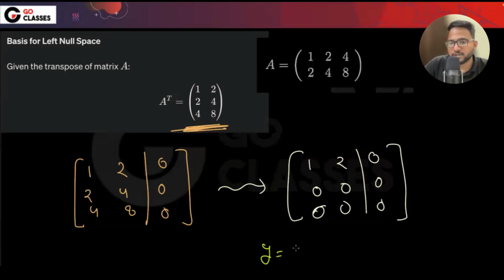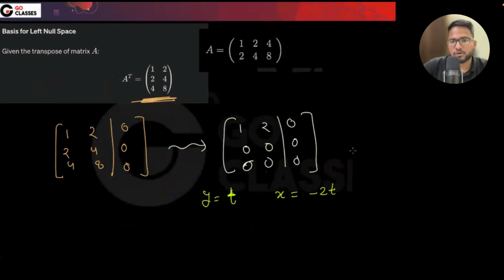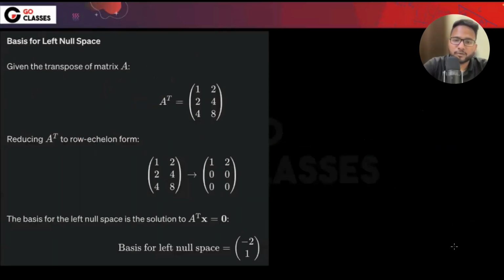What is the free variable? I think y is the free variable. You can make it t or s, whatever. And then x will be minus 2t, right? So what is the decomposition that you're getting? Minus 2t and t. So the final answer is minus 2t and t. This is the left null space, minus 2 and 1. Is this fine to everyone? So the null space of A transpose is the left null space of A. This is the basis for the left null space. Understood?